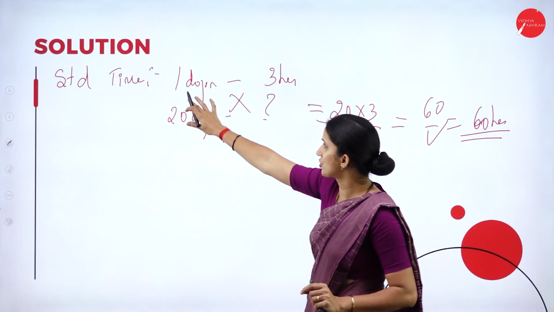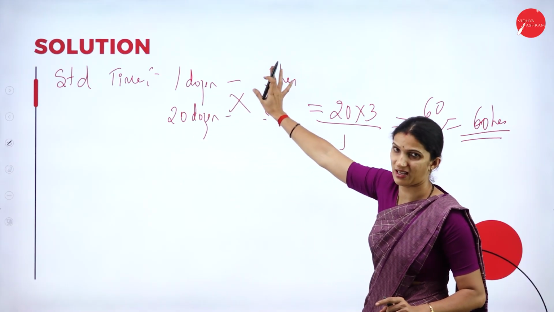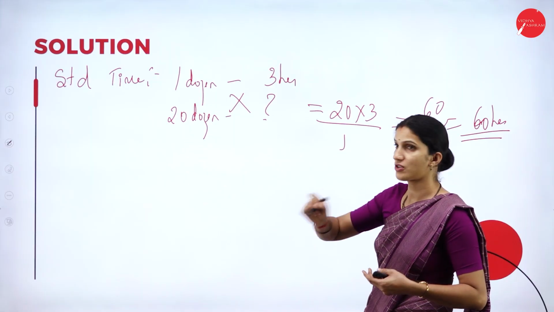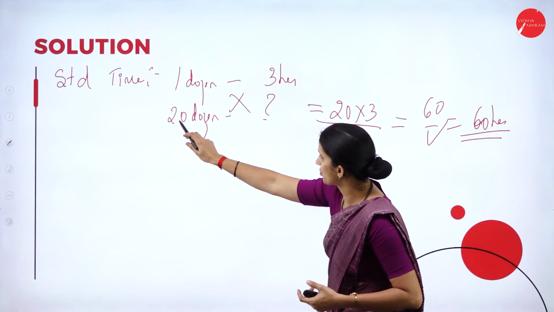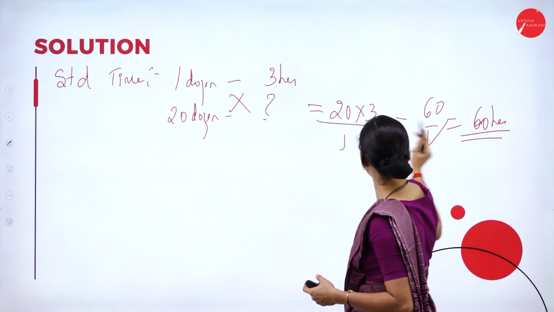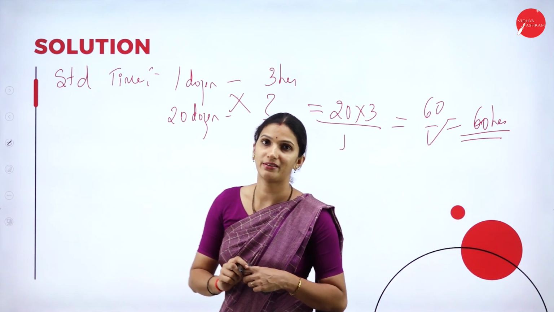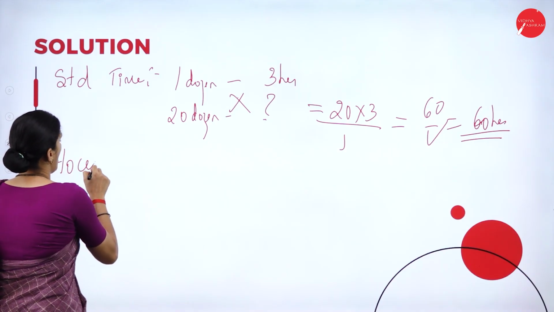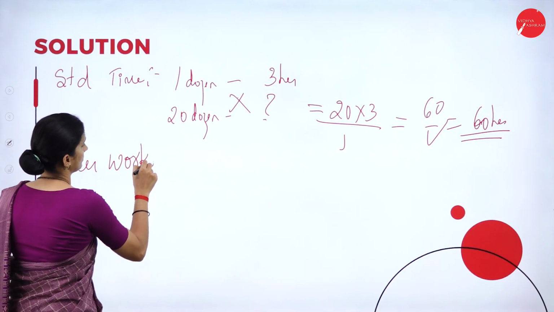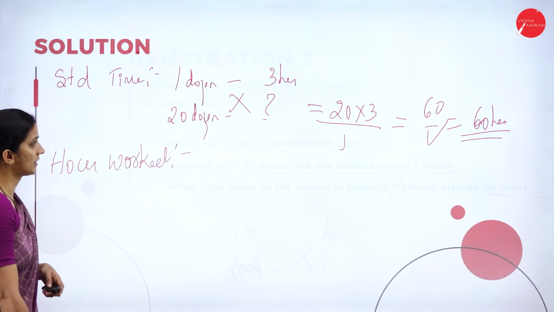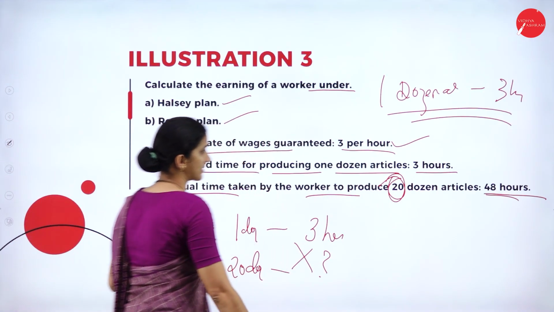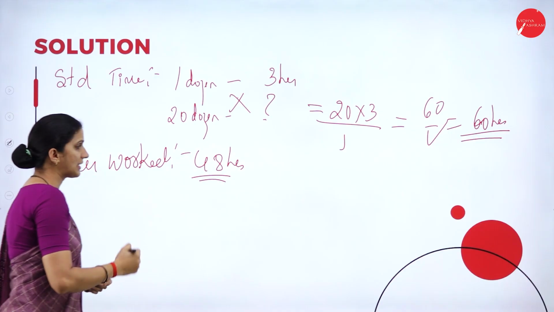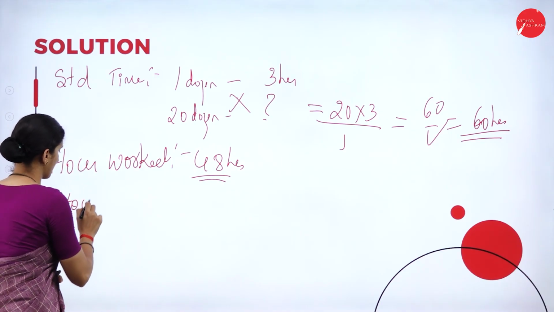So for the production of 1 dozen articles, the time fixed is 3 hours. If the worker is producing 20 dozen articles, what is the time requirement? Cross multiplication we are doing here, that is 20 into 3 divided by 1. So the standard time given is 60 hours. And the second thing you need is hours worked. Hours worked is given as 48 hours. Then you can easily calculate the hours saved.